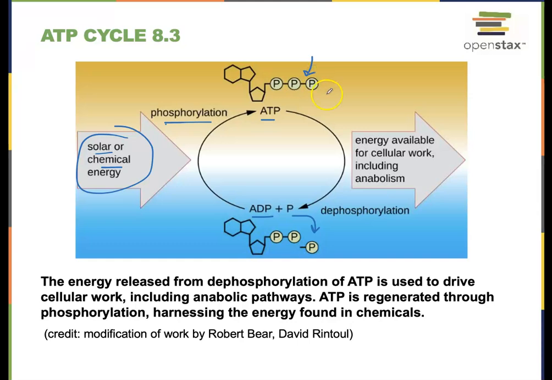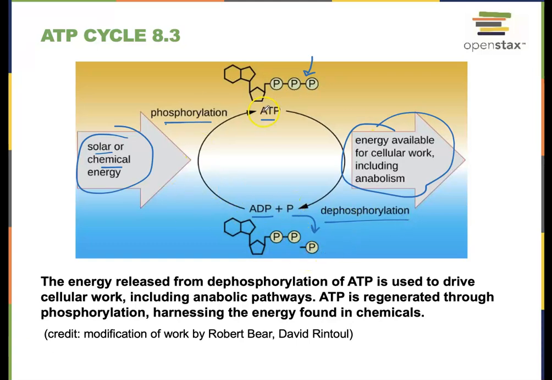When the cell requires energy, it takes that molecule ATP and it basically just breaks off that last phosphate group. That breakage allows energy to be available for anabolism, for any kind of cellular work, for chemical reactions to happen. So when that's cleaved off, that's called dephosphorylation.